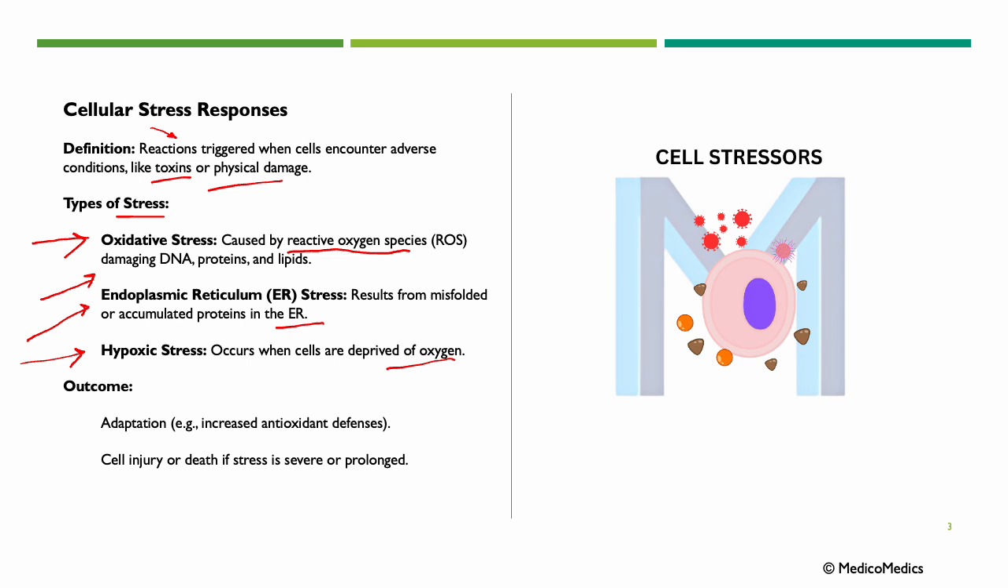Now, what are some outcomes of this? Well, we have, first of all, adaptation. So, for example, an increased antioxidant defense is activated if we are suffering oxidative stress and we have too much reactive oxygen species damaging our cells' structures. But if prolonged, there could be cell injury or death if the stress is severe or prolonged indeed. So when cells face challenges, indeed they try to adapt, but if the stress is too much, they can get damaged or even die.